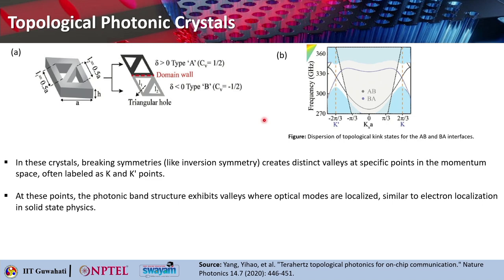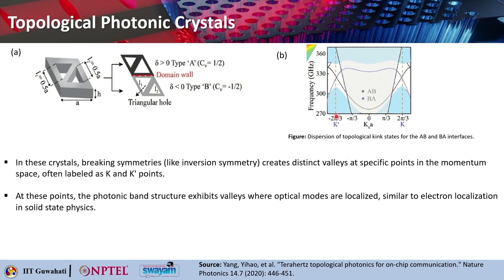Okay, so in these crystals, what is important? Symmetry breaking is important. That will break the inversion symmetry, and it creates distinct valleys at specific points in the momentum space, which are marked as K and K prime, and at this point the photonic band structure exhibits valleys where optical modes are localized, similar to the electron localization in solid state physics.